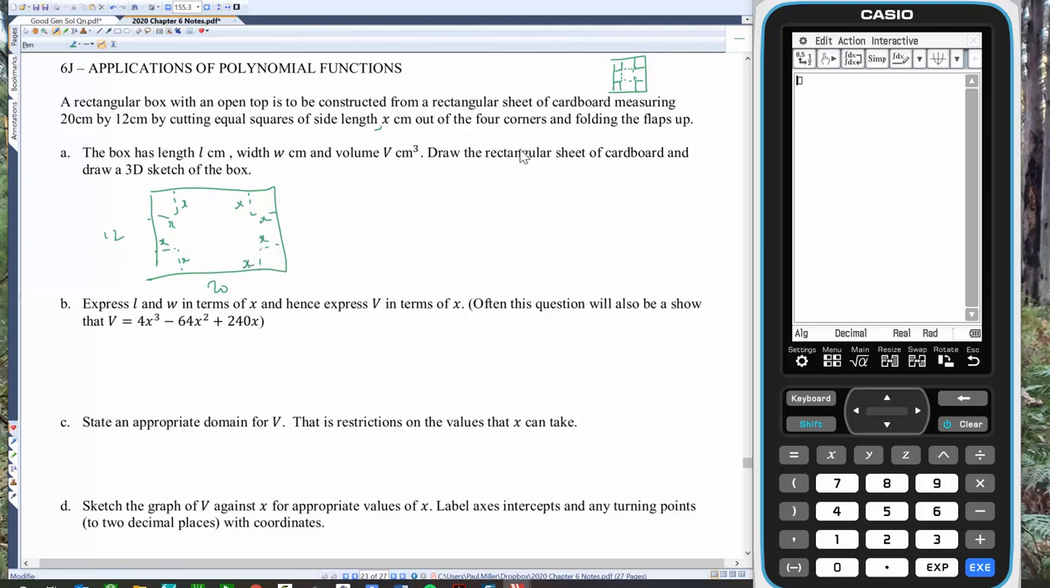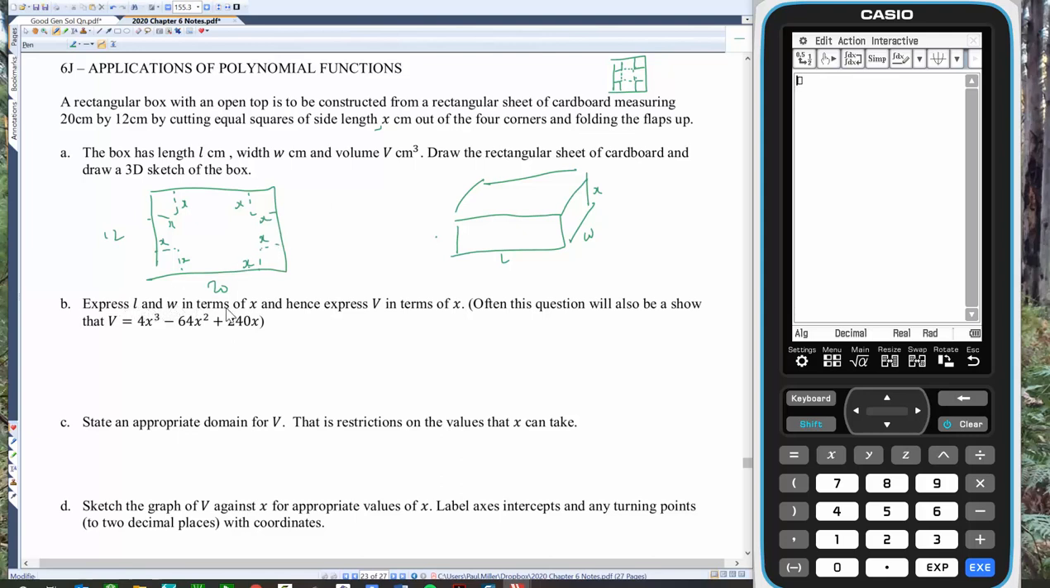And now we need to draw the 3D sketch of the box. You don't need to be some brilliant graphic designer, believe me. I can talk to you about my graphics results in high school if you really want to talk about that stuff. Now this is the length, this is the width, and this is the height. So there we go, we've got everything we need.